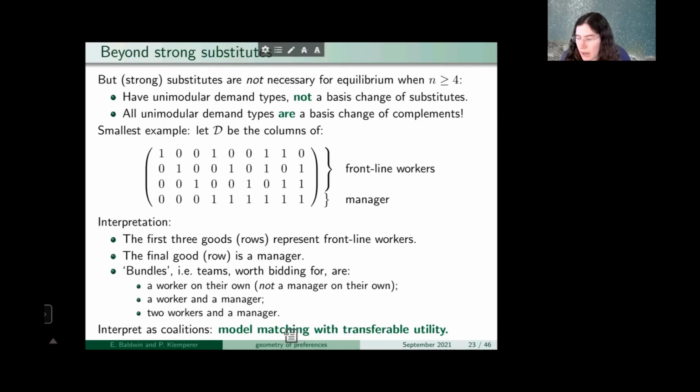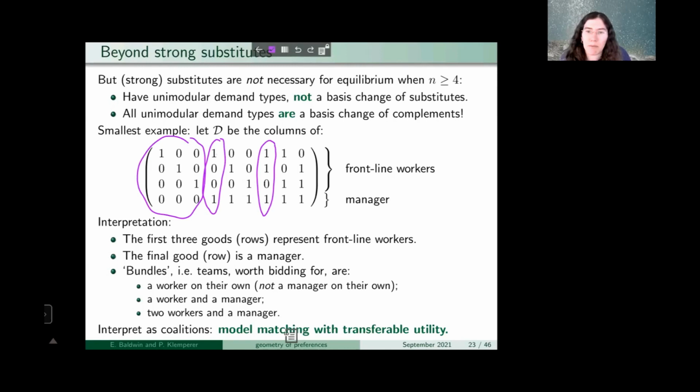And we can see here that frontline workers 1, 2, and 3 are useful on their own. We don't have the fourth potential team member as being any use on their own. They're a manager. You don't want a manager on their own. That's not going to achieve anything in your firm. But you might want a frontline worker and a manager, because then they might work better. And we also have a complementarity between a frontline worker and another frontline worker only if the manager is present.